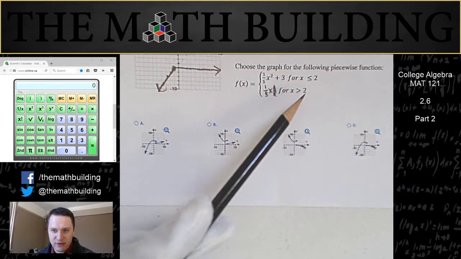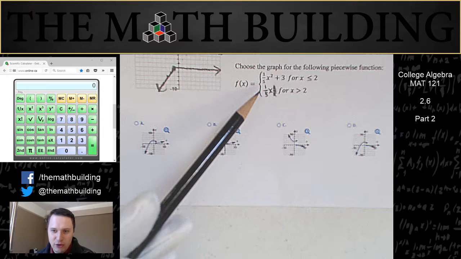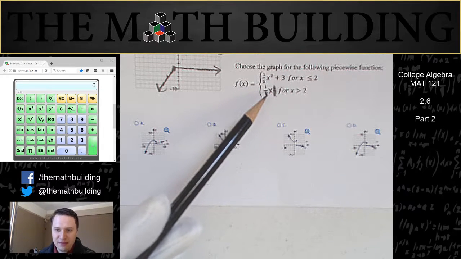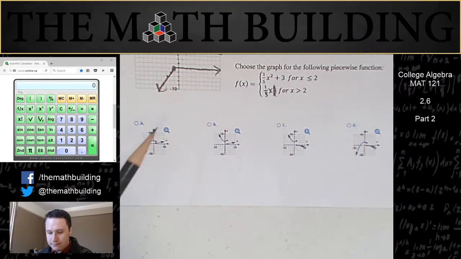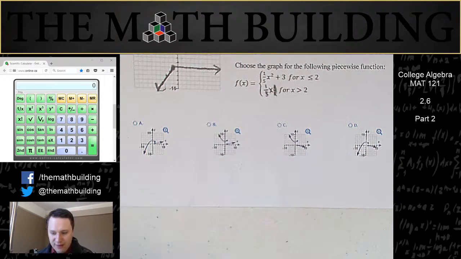If we're bigger than 2, then that means we're a linear graph. It's a line. It's 1/5 x. You can see that that's a line with a slope of 1/5 that's going to go through the origin. So the question is, which one of these four is that? And here's where it really helps to know what your parent functions look like. Because if you know what your parent functions look like, then this is going to be really easy.